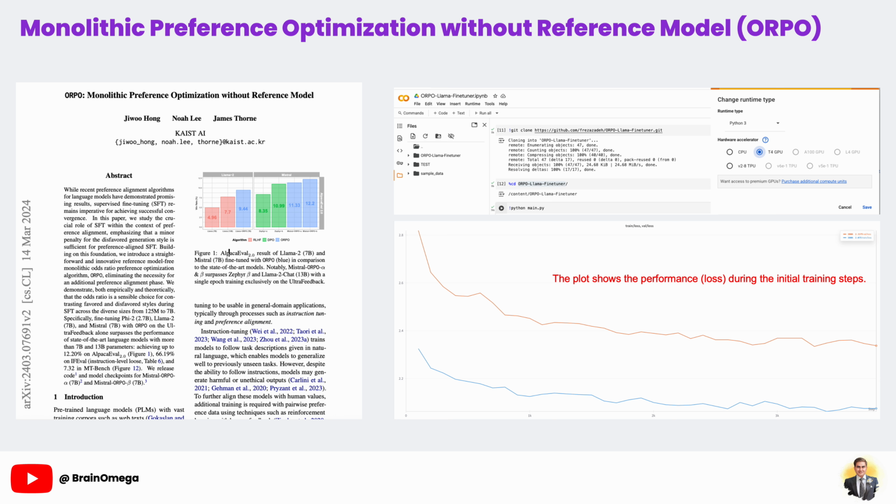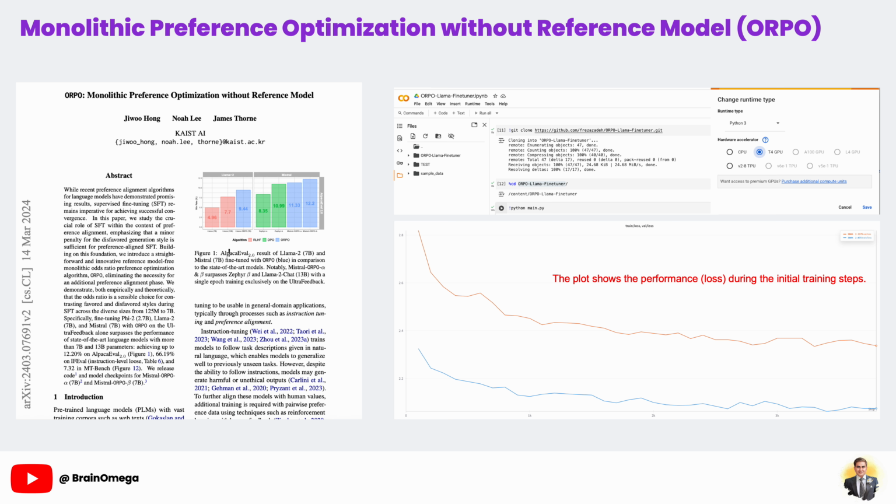The incredible result of this combined approach is that it eliminates the need for a separate reference model. Because we're simultaneously reinforcing the correct language and the preference, the model doesn't drift away from its core knowledge. This makes ORPO even simpler and more memory efficient than DPO. It's the state of the art, and it's what we are going to build.